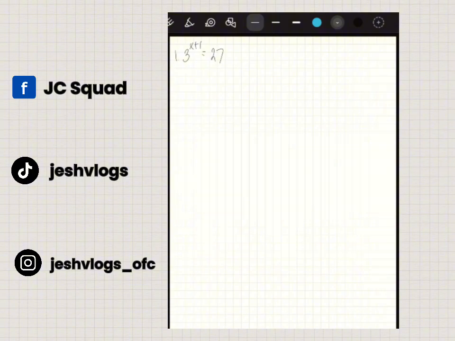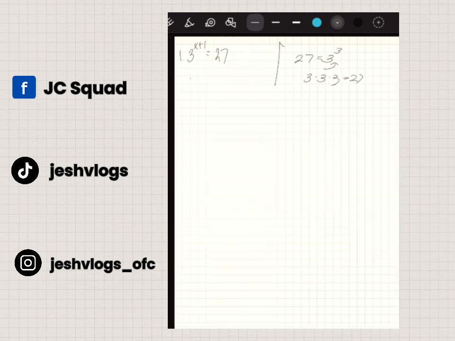We know that 27 is equal to 3 cubed. So that's 3 times 3 times 3. So 3 times 3 times 3 is 27, or simply 3 cubed. So we can replace 27 with 3 cubed. Now we can see that the bases are equal.